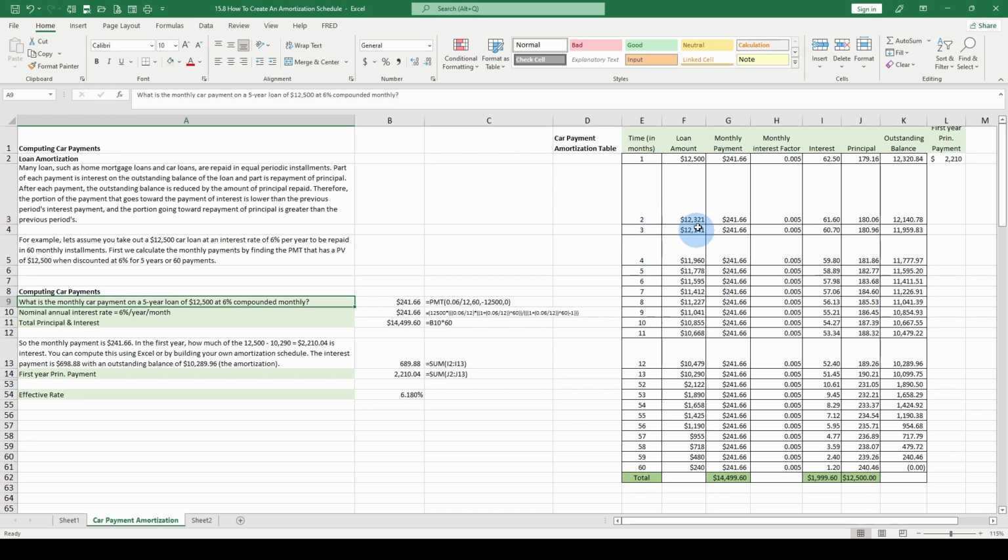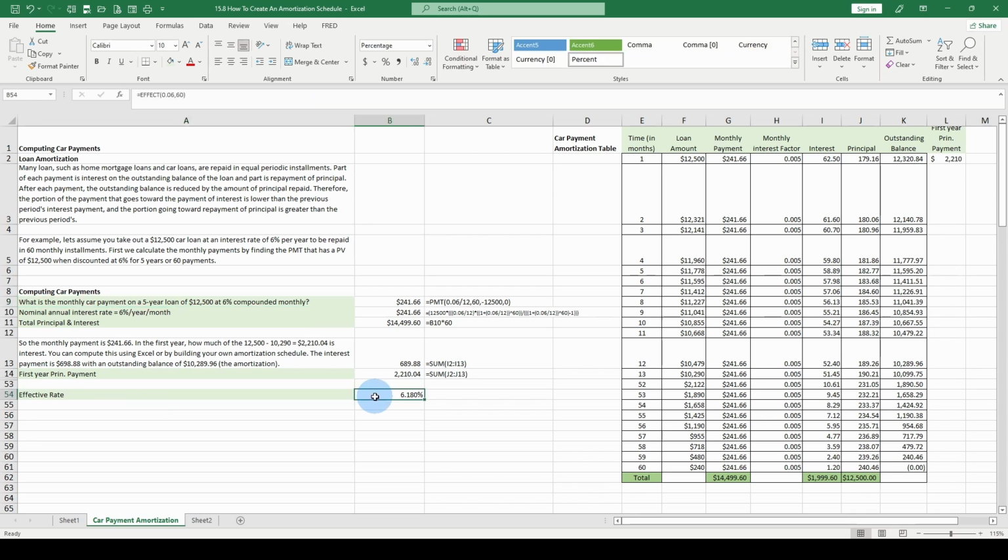As your balance decreases, you're still paying a 6% rate on the outstanding balance each month. And you can see the interest here, even though it shrinks, this is still multiplied times 1.06 divided by 12 because it's a monthly basis. That is the effective rate, that 1 year period.